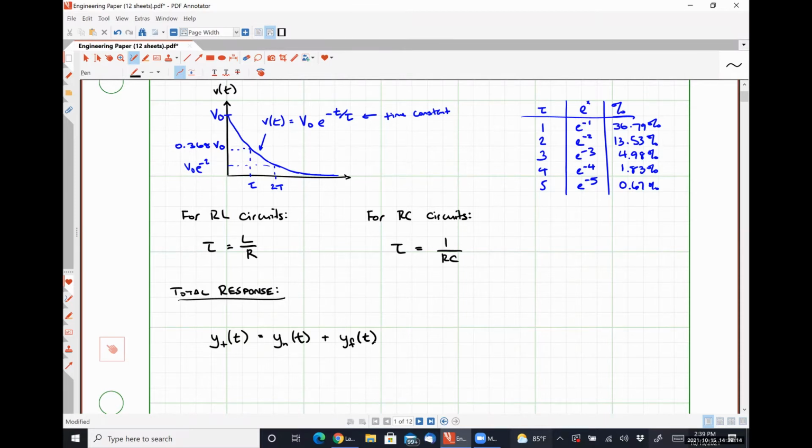It is how the circuit behaves when there are no sources left in it. So the only thing that we have is some equivalent inductance connected to some equivalent resistance, or an equivalent capacitance connected to some equivalent resistance. Our forced response, we haven't really figured out yet, but it's going to be pretty dang easy to figure out, okay?